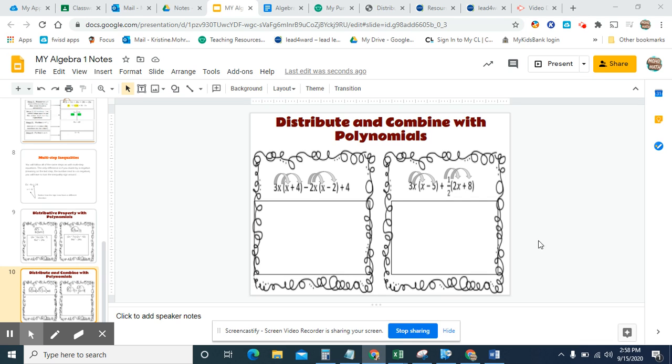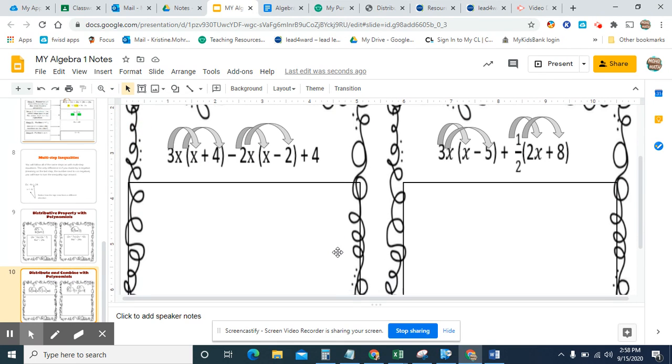Okay, so this next page here is distribute and combine with polynomials. This is going to be the majority of what your assignment looks like. But don't get overwhelmed. It's not bad. I promise you. We're going to break it down and it's going to be very easy. I'm going to zoom in though, so that way we are focused on just one problem at a time.